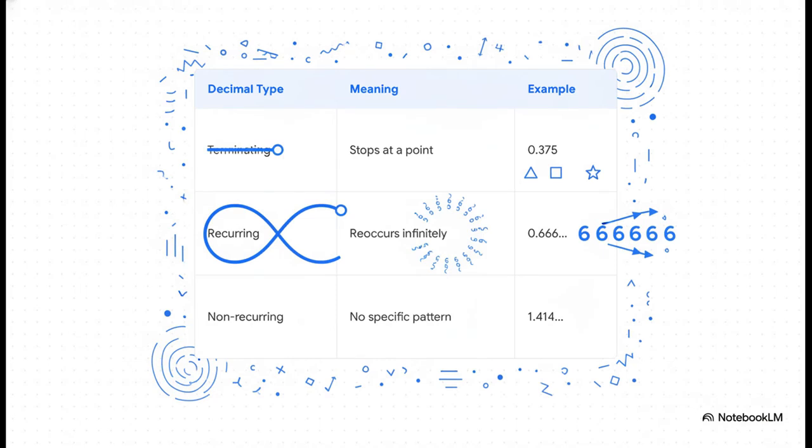Section 2. The 3 types of decimals. Okay, so to bring some order to this, every decimal you plot falls into one of 3 distinct personalities. First, you have your terminating decimals, like 0.375, which just politely stop. Second, there are non-terminating recurring decimals, like 0.666, where the 6's repeat infinitely in a strict, predictable pattern. And third, you have the wild ones, non-terminating, non-recurring decimals.